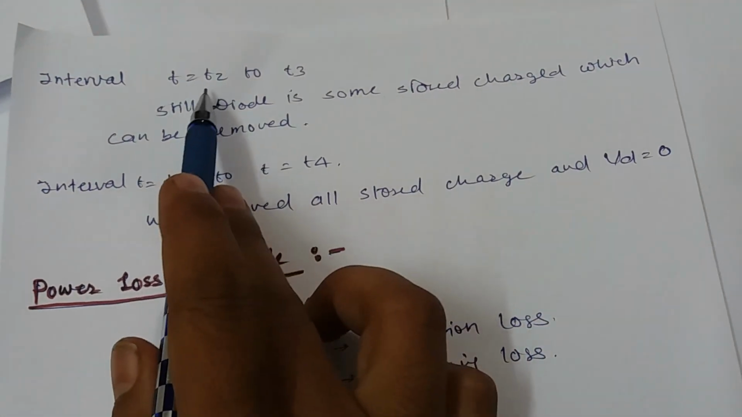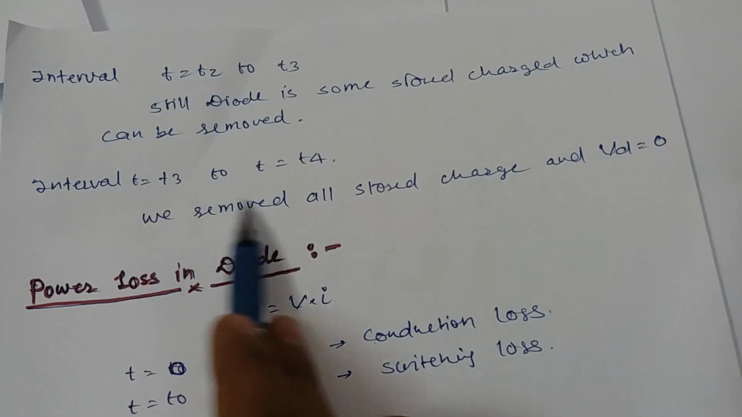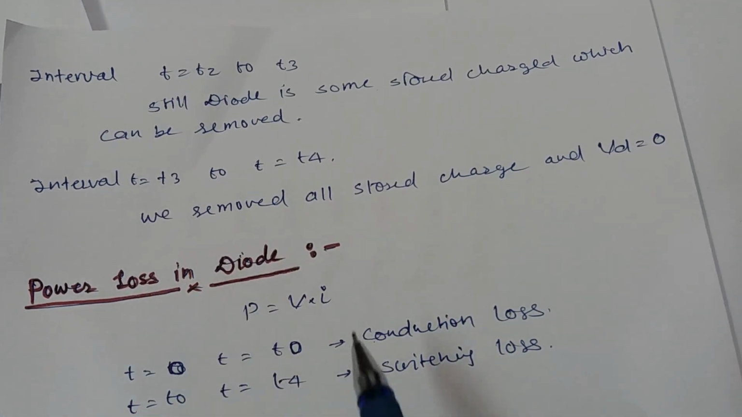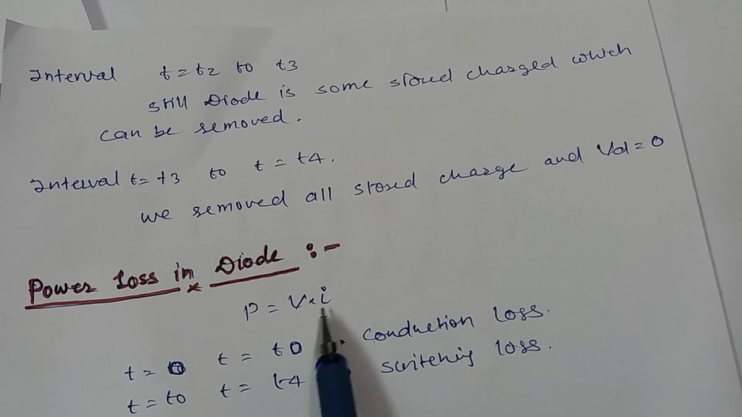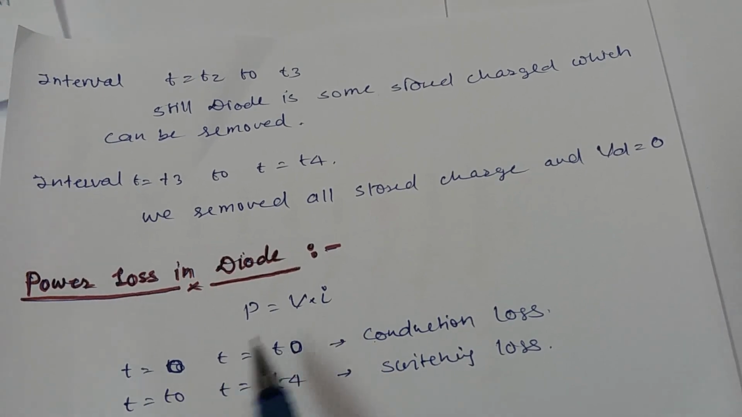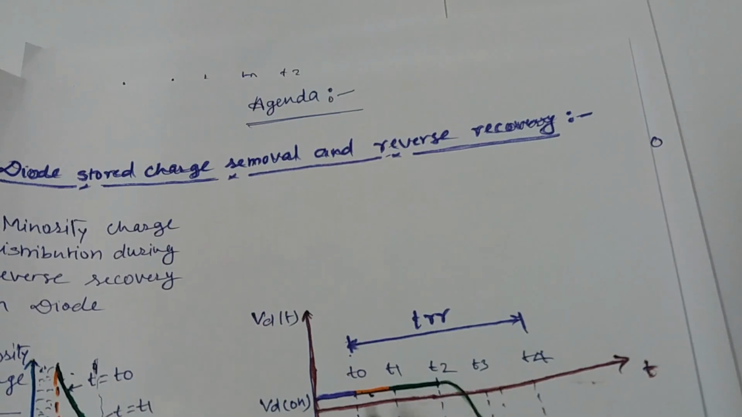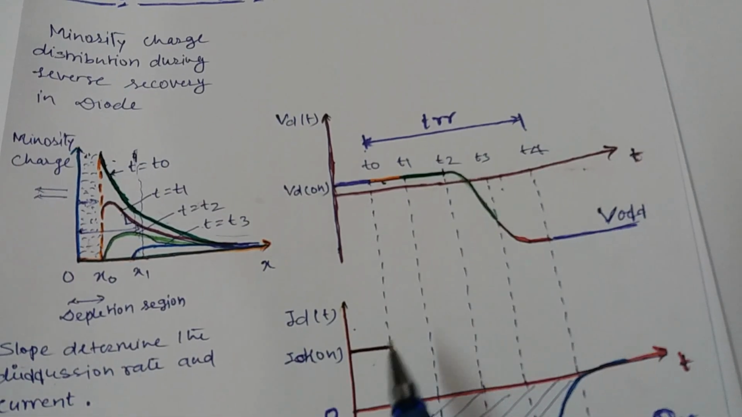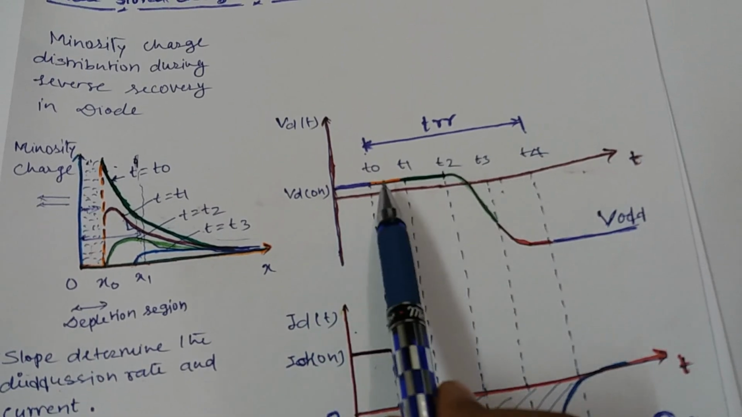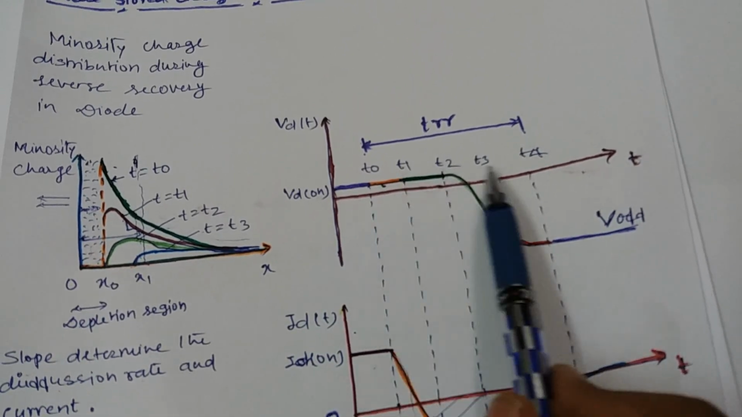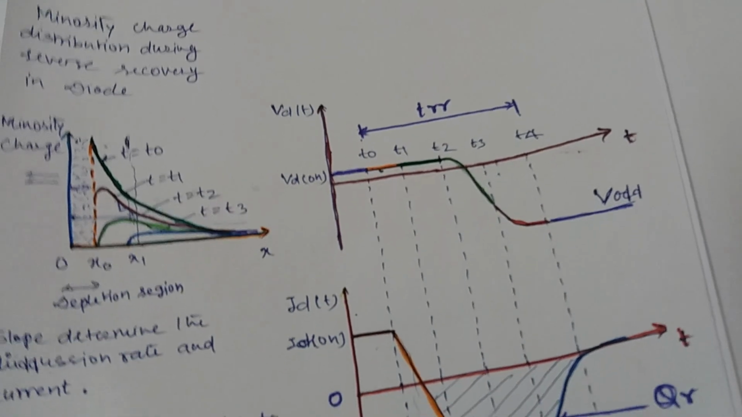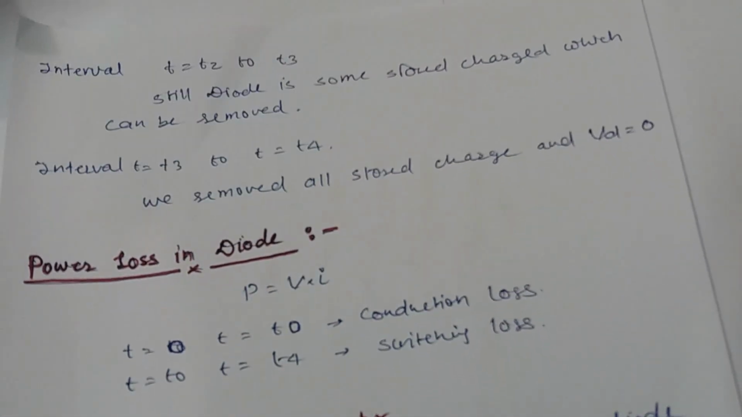This interval I have already explained. Now let's talk about power loss in the diode. What is power loss? P equals V into I. From time t equals t0 to t equals t2, that is the conduction loss. From t0 to t4 you have the switching losses.